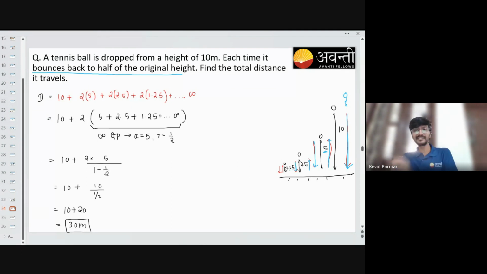So the total distance: first there is a 10 separately. Then how many times did it cover 5? 2 times. So 2 into 5. And this will continue till the ball comes to rest. The third time 2.5 again, once for going up and once for going down. The first time the ball didn't bounce back up for the 10 meters; it was dropped from 10 meters. And so on. If I take 2 common, this will continue till infinity until the ball stops bouncing. And the rest I think you can understand pretty easily. So it is clear.